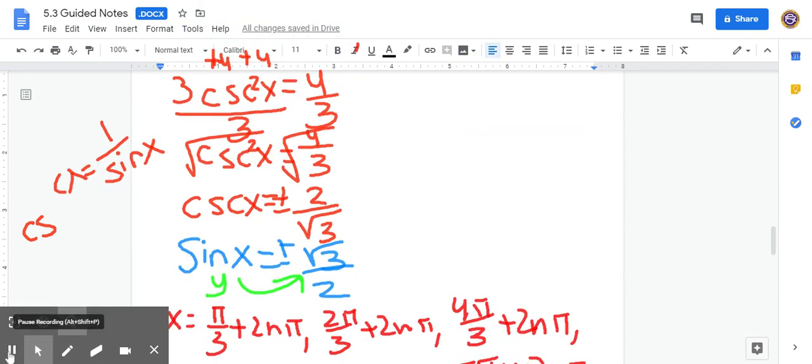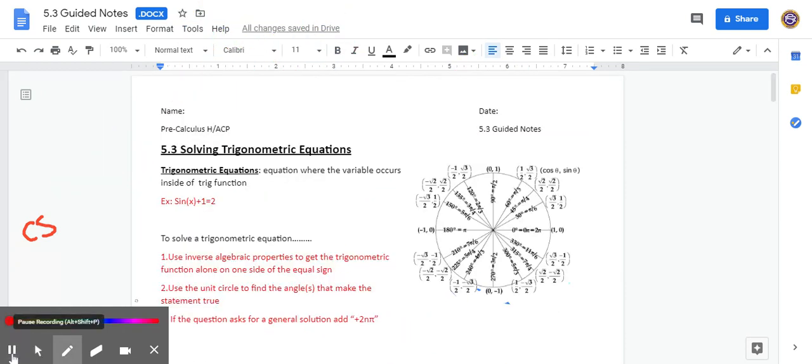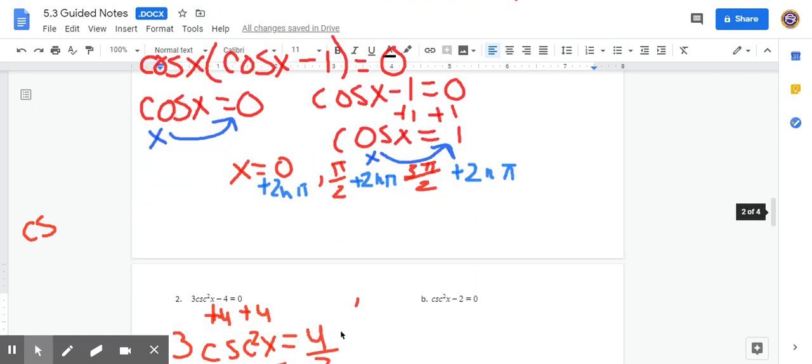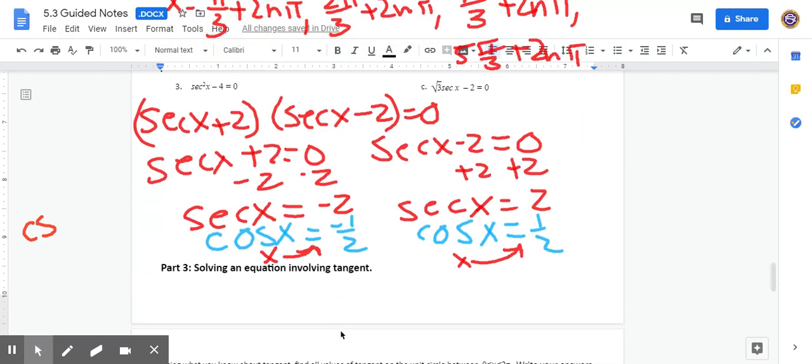Going up to the unit circle. So here is positive 1/2, pi over 3. Here's a negative 1/2, 2 pi over 3. So once again, it's the pi over 3's. 4 pi over 3 and 5 pi over 3. So our answer is actually exactly the same as our previous question.